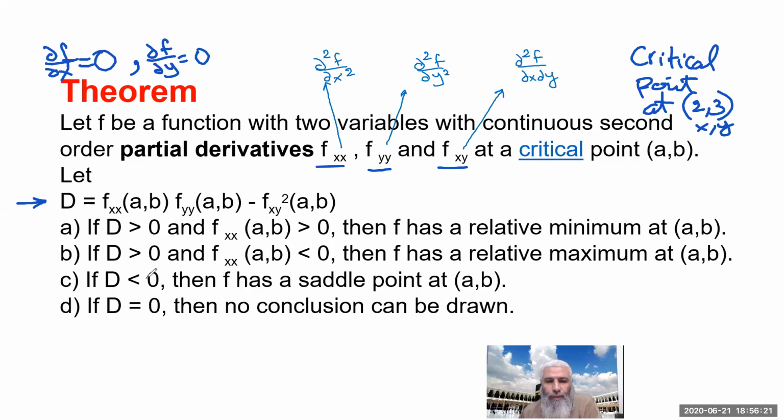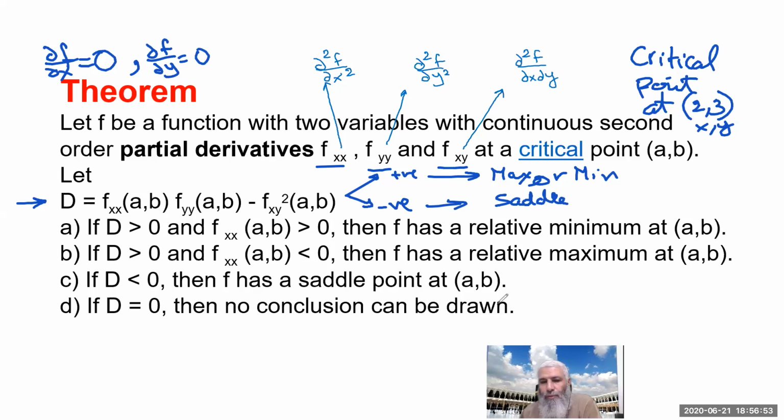If D is less than 0, then f has a saddle point. So this D, if it is positive, we have a maximum or minimum. If it is negative, we have a saddle. If D equals 0, then no conclusion can be drawn. We cannot say anything. That's it.